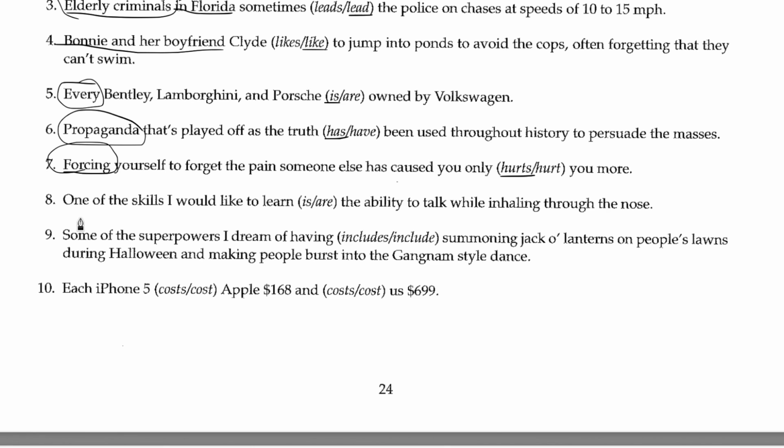I doubt that. Number 8, one of the skills I would like to learn is or are the ability to talk while inhaling through the nose. Alright, do I have any prepositional, relative, or comma phrases here? Yeah, which is of the skills. So I will cross it out to get to the essence of the sentence. So my subject is one. So one, I would like to learn is or are the ability. One is. So one is the ability. So one of the skills I would like to learn is the ability to talk while inhaling through the nose.